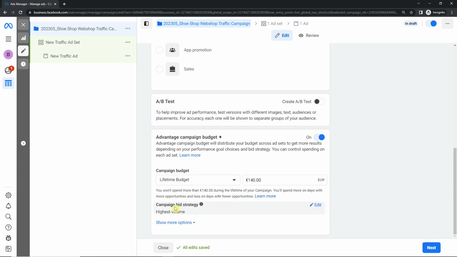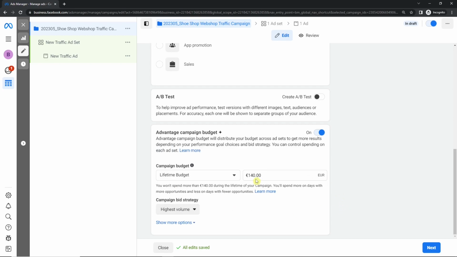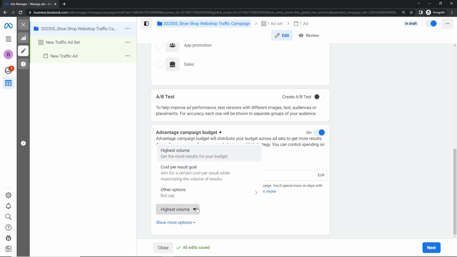Also, the campaign bid strategy is important here. Normally it is highest volume, which is good because you get the most results for your budget. So they will spend all your budget, but that's okay because you have that budget, and try to give you the best performance with that budget.